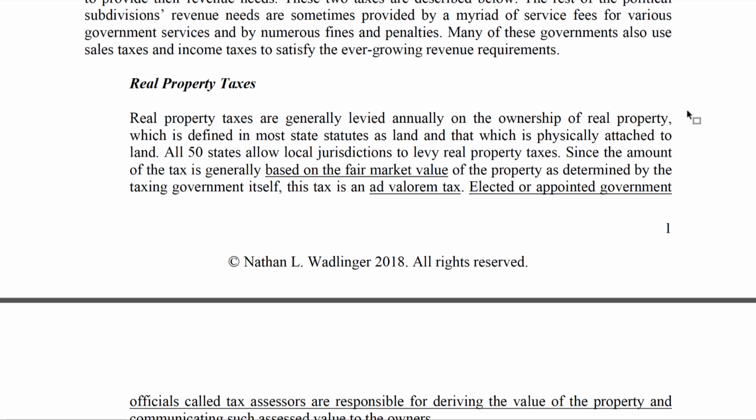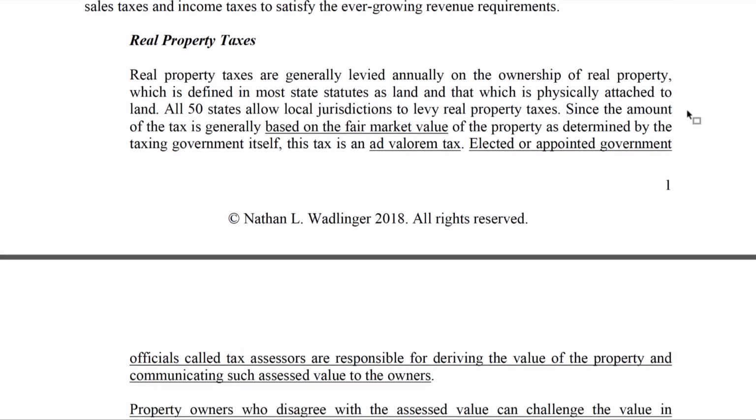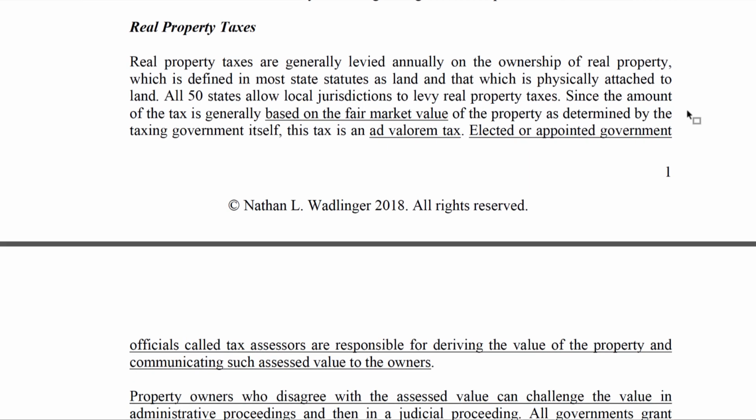Since the amount of tax is generally based on fair market value, this is referred to as an ad valorem tax. Okay, so we're going to talk about the federal taxes, and we're going to focus a lot on the federal income tax later on, but that is not a fair market value based tax. There are some federal taxes, like the estate and gift tax, that focus on fair market value, but income tax does not generally focus on fair market value, with each year levied on the fair market value of the item. That's not the case.